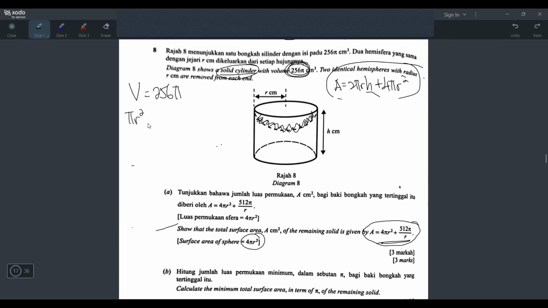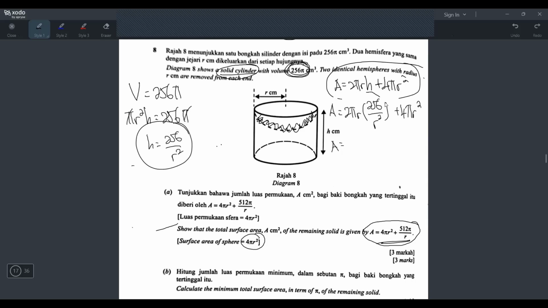And what's the volume of cylinder formula? It's just pi r square h equals 256 pi. Pi and pi can cancel. So h equals 256 over r square. So this is your h. And then your A becomes 2 pi r h. And then the h, I will sub with 256 over r square, plus 4 pi r square. And then I will get A equals, the 2 times 256 is 512 pi r over r square plus 4 pi r square. This r and this r can cancel. But when you cancel, you're left with 1 r at the bottom. And when you rewrite it, you will get 4 pi r square plus 512 pi over r.